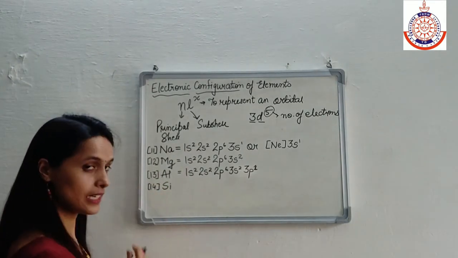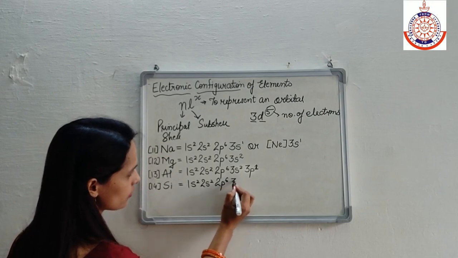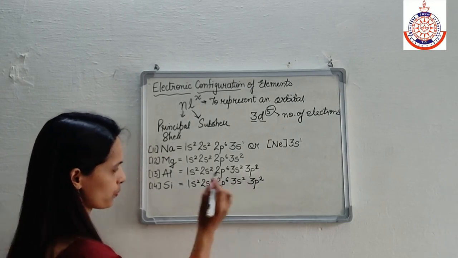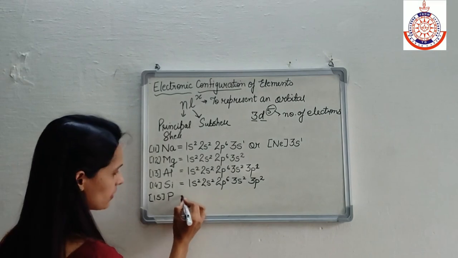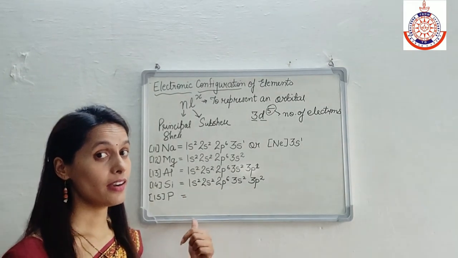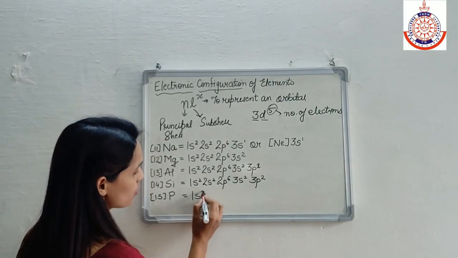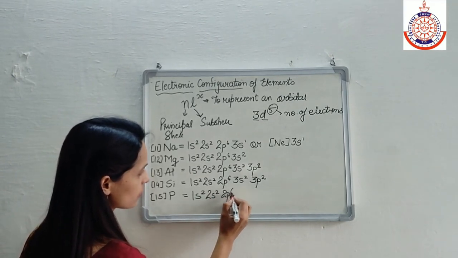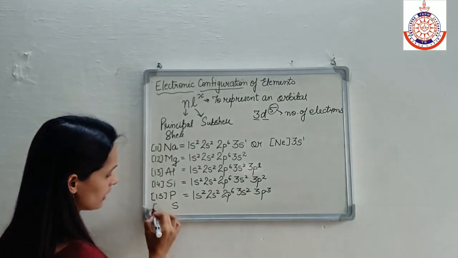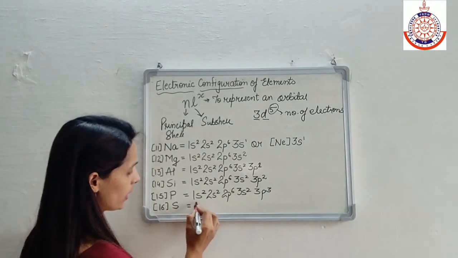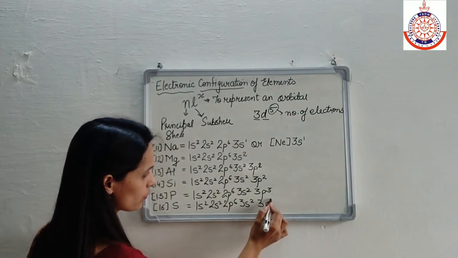Silicon is 14. So it becomes 1s2, 2s2, 2p6, 3s2, 3p2. Then the 15th is phosphorus. And I hope you are writing the electronic configuration of phosphorus faster than me. 1s2, 2s2, 2p6, 3s2, 3p3. Next one is sulfur, that is 16. 1s2, 2s2, 2p6, 3s2, 3p4.